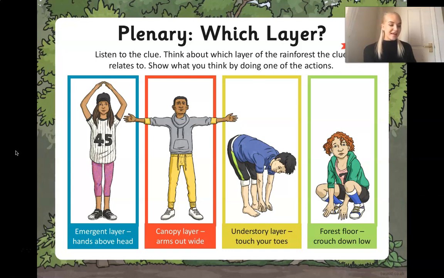Next one. This layer gets almost no sunlight. This one's tricky. It is the forest floor because the understory, some of you might have chosen that one. The understory does still get sunlight, but the forest floor gets even less. Okay. This layer gets the most rain and the most sunlight. Choose which one it is. It is the canopy. Well done, because the canopy picks up most of the rain.